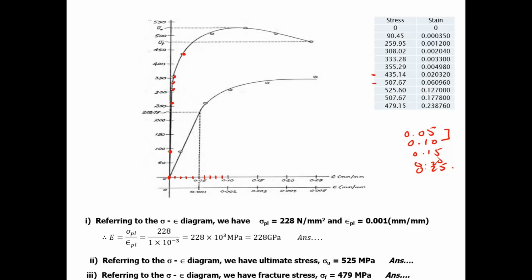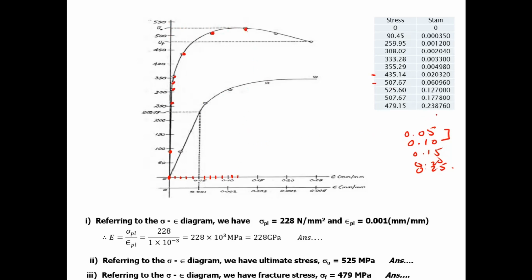So at 0.06, what is the value? 507. So we just go from here, and this is the point from the strain point of view, and 507 somewhere here. So we make a point. Then 525, 550, this is 525 in the center. We just make a point. And what is the value of strain? Strain is 0.12. So 0.12 will be 0.11, 0.12. So it will be here.